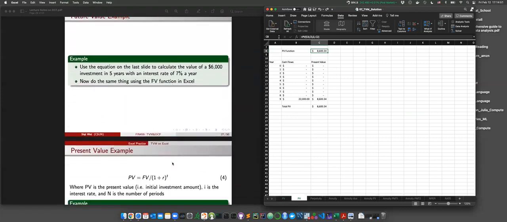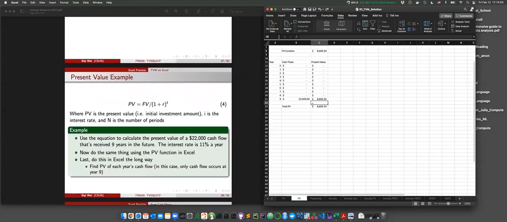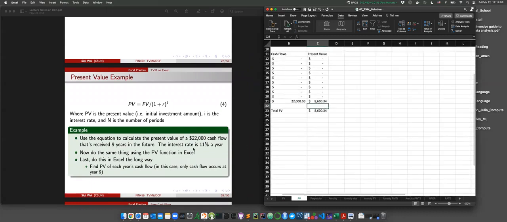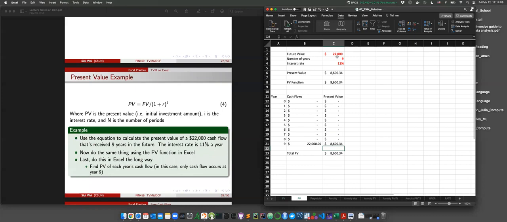So let's move on to the second example. Suppose you have a future value of $2,000, the number of investment periods is 9, and the interest rate is 11%. What's going to be your present value? Of course, you can use the formula on my slide. Basically, you discount back the single cash flow 9 years from now to the present. That gives you your present value.